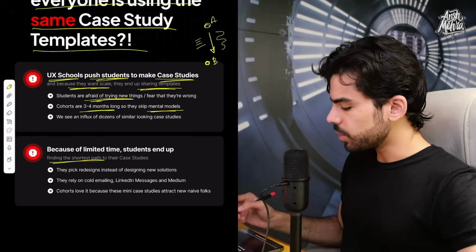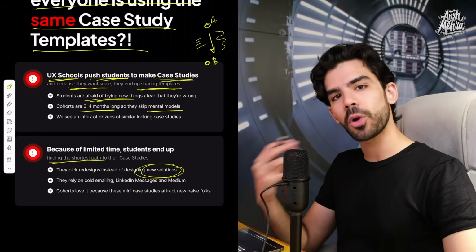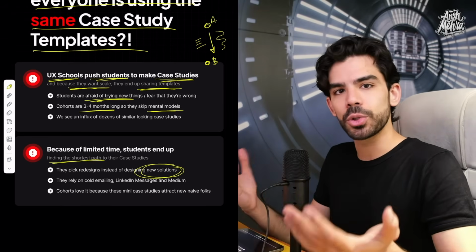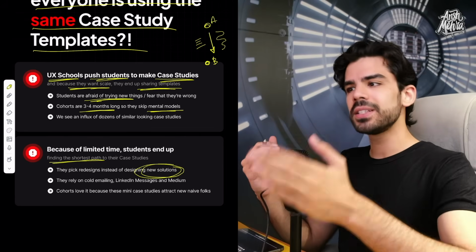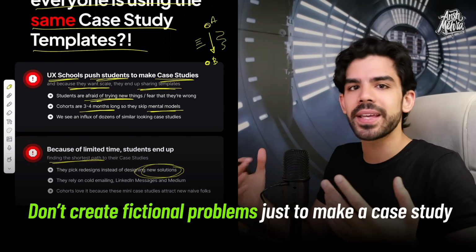So what you need to do is, you need to figure out how you can come up with either new solutions or new problem statements, or solve a problem that you understand, that you have a direct exposure to. Because when somebody is reading the problem statement, it is very, very evident whether this is a real problem or a created problem. So don't create fictional problems just to make a case study out of it.